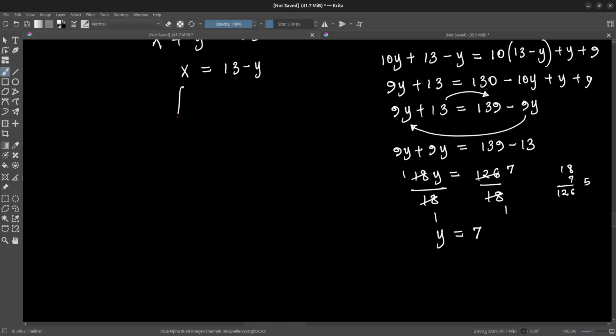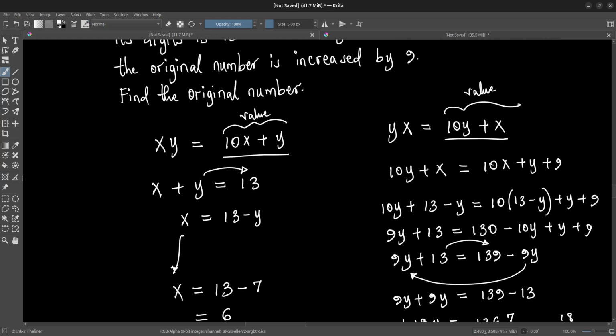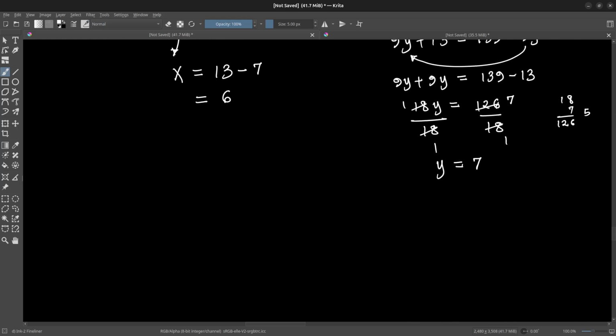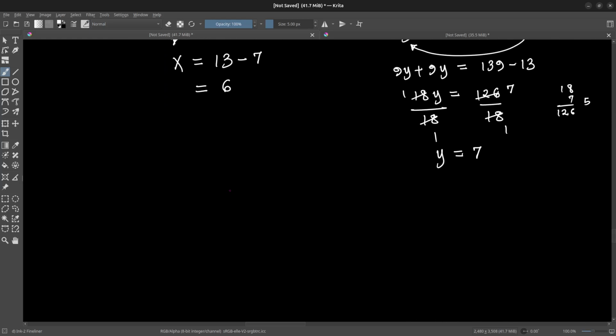Remember, we had expressed x in terms of y in this equation. So our x is equal to 13 minus the value of y, which is 7. So our x is equal to 6. This means the original number was xy, which is 6, which is x, and then 7, which is y. That's the answer. The number was 67.